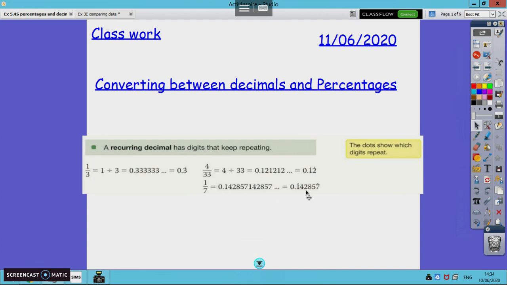So that's why when we write it, we put a dot on the first digit and we put a dot on the last digit that repeats. So then we would know that everything in between gets repeated. So the next one would be 142857, 142857 as we carried on. But the dots go on the two numbers at the beginning and at the end. Okay, so just a little word there about recurring decimals.